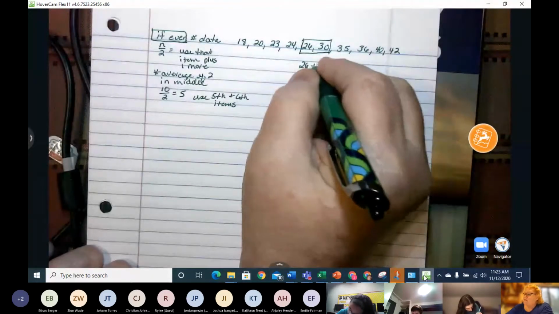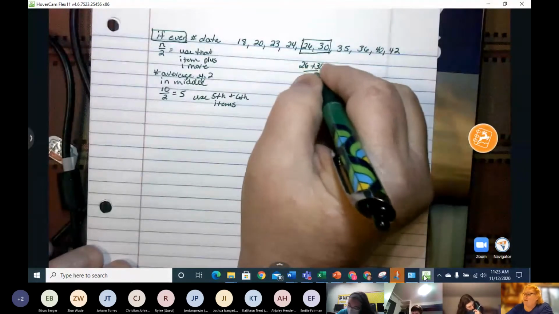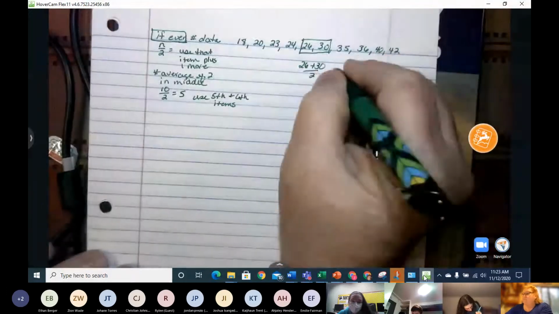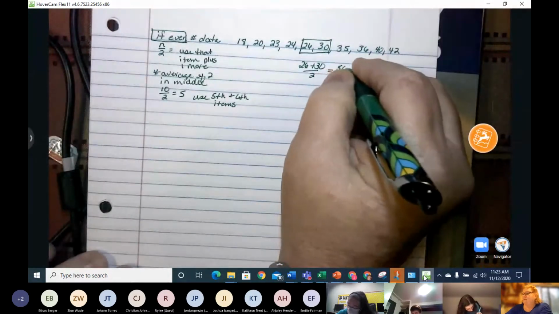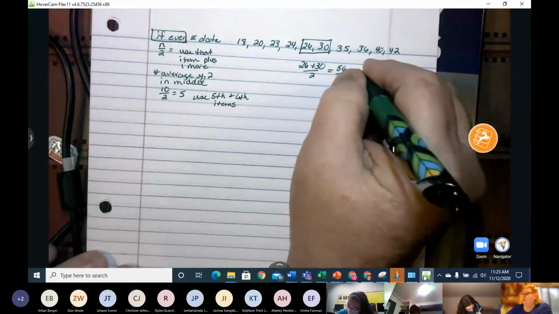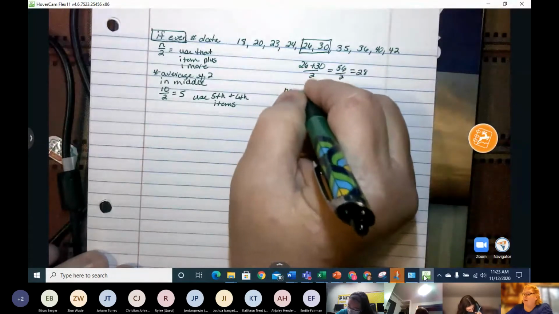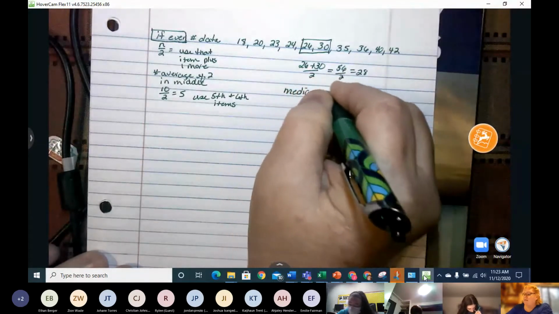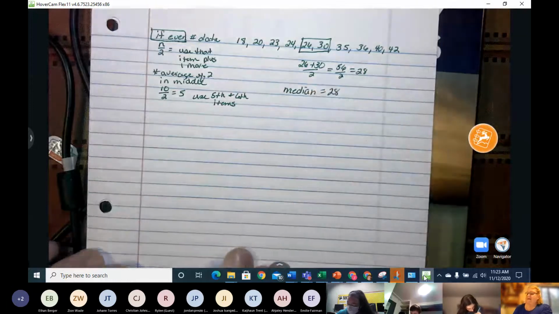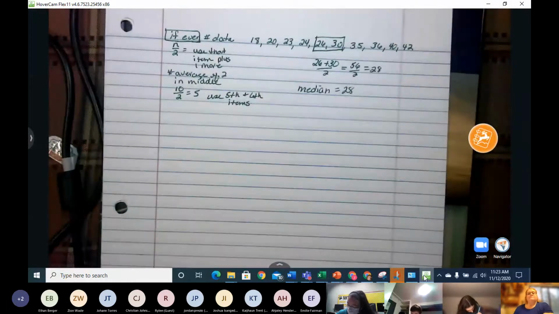And so we add them together. 26 plus 30 divided by 2. It's going to give us 56 divided by 2, which is 28. So now our median is 28. So that's how we would do a problem if there was an even number.